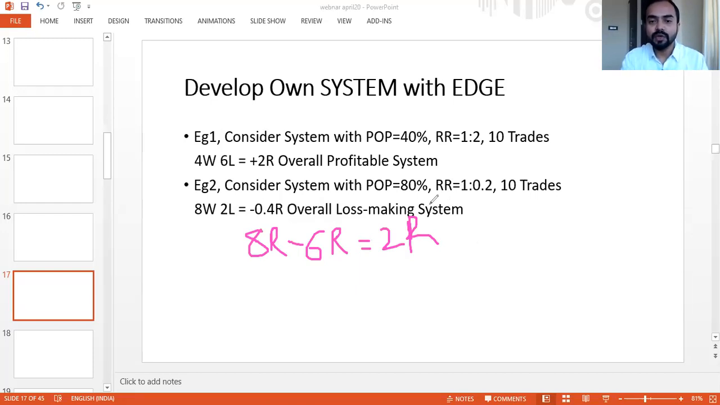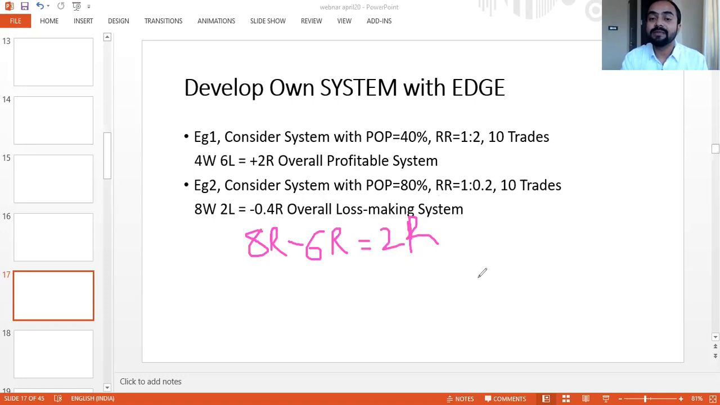So after 10 trades, I am profitable. So this is a profitable system. But now here you can see my probability of profit is less than 50%. But still I am profitable because my risk reward is proper. So now I will take one more example.